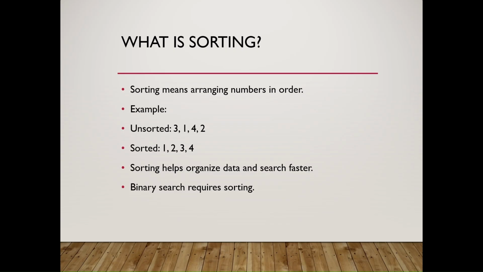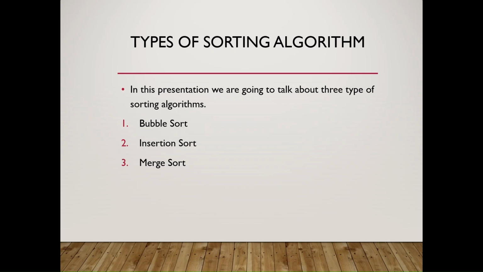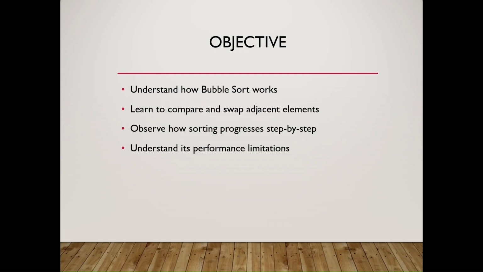Why is sorting important? Sorting helps organize data and search faster. There is a method called binary search, which also requires sorting. There are many types of sorting algorithm. In this presentation, we are going to talk about 3 types of sorting algorithm, which are bubble sort, insertion sort, and merge sort.